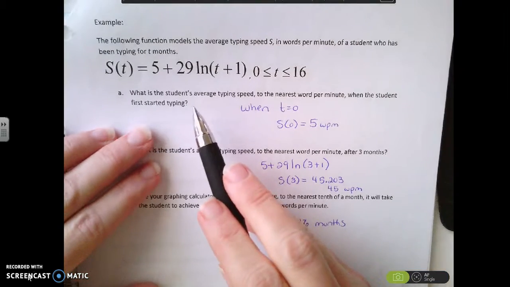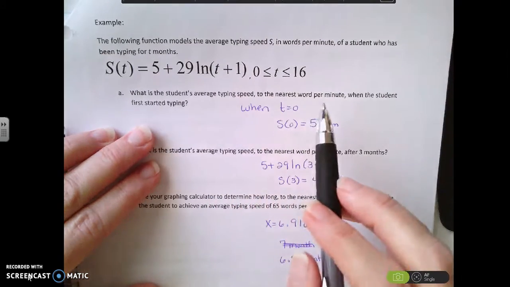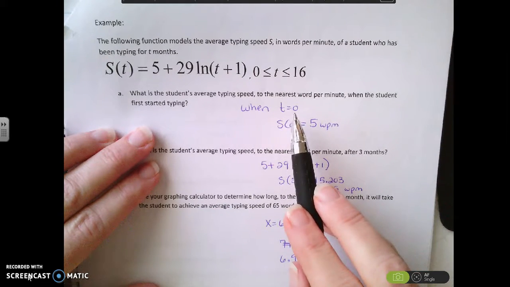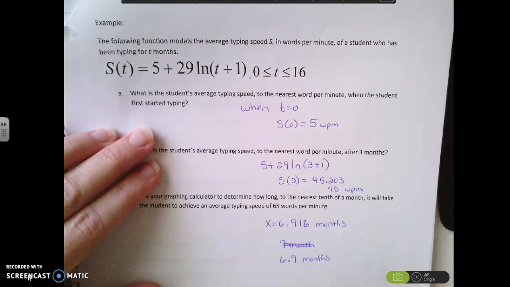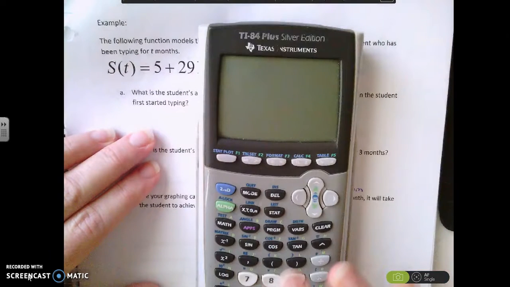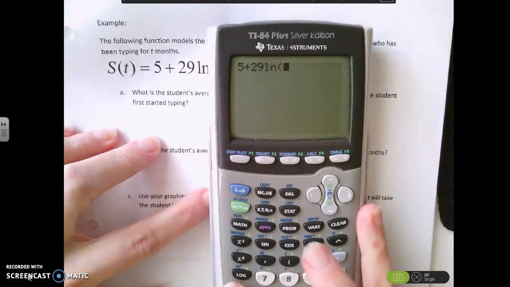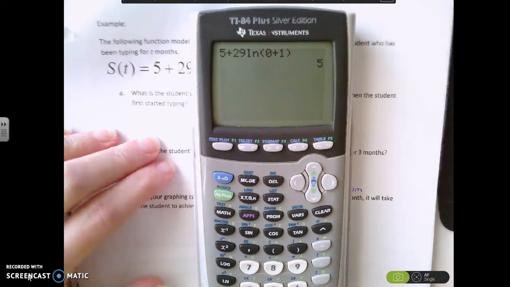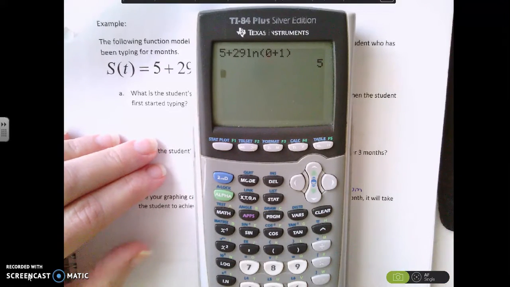So it says, what's the student's average typing speed to the nearest word per minute when they first start typing? So that means that the number of months is 0. So we put T equals 0 into the problem. So what you're going to do on your calculator is you're going to say the 5 plus 29. We're going to hit the LN button, and we're going to do 0 plus 1. Okay, and we get 5 words per minute. So that's assuming that if I sat down and typed, and I've never typed before, I'd probably be able to type about 5 words per minute.